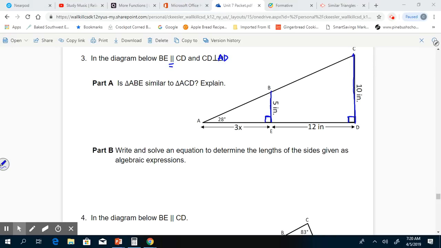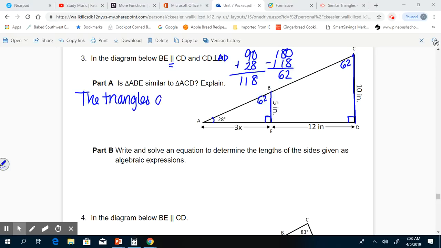All right, so they share this angle A as 28 degrees, and they both have 90-degree angles. So that's going to prove that they are similar right there, because they have two similar angles. But we can find the third angle by doing 90 plus 28 is 118, and 180 minus 118 is 62. So this is going to be 62, and this is going to be 62. So once again, the triangles are similar, because the corresponding angles are congruent.